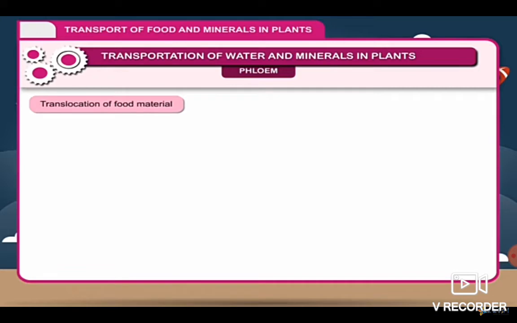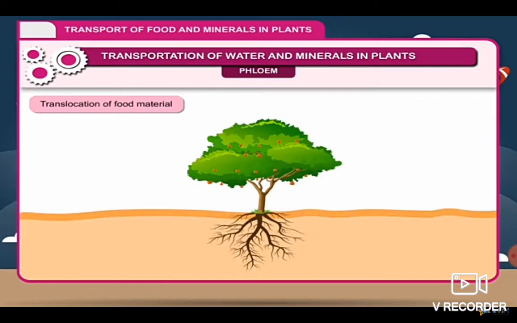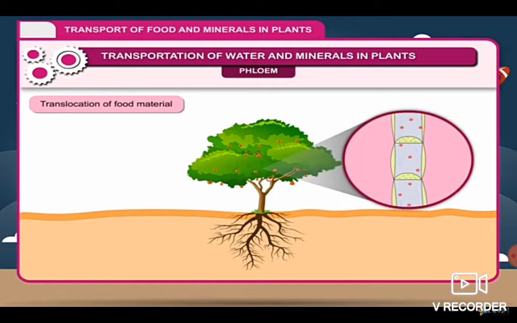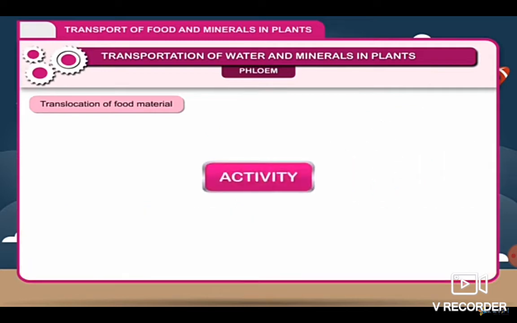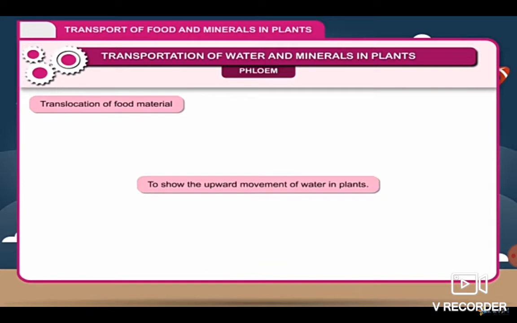Translocation of food material. The prepared food material that reaches from the leaf to different plant organs is called translocation of food material. It is known that phloem cells are involved in the transport of soluble food material from leaves to different plant organs. This movement of food in the phloem cells is bidirectional, that is, food can move up and downwards simultaneously.